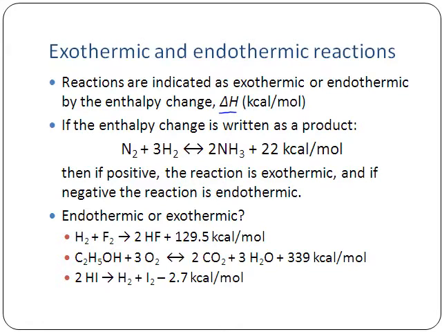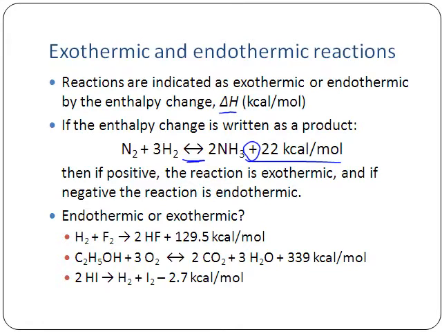So enthalpy change can be written a couple different ways, but we're going to generally write it as a product. So we're going to write it on the right side of the equation over here. In this particular reaction, N2 plus 3H2 is an equilibrium reaction with 2 NH3, 2 ammonias here. If the enthalpy change over here is positive, then the reaction is exothermic. That basically means there is extra energy given off at the end.